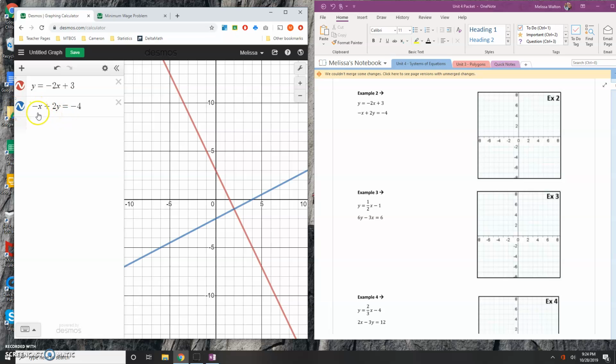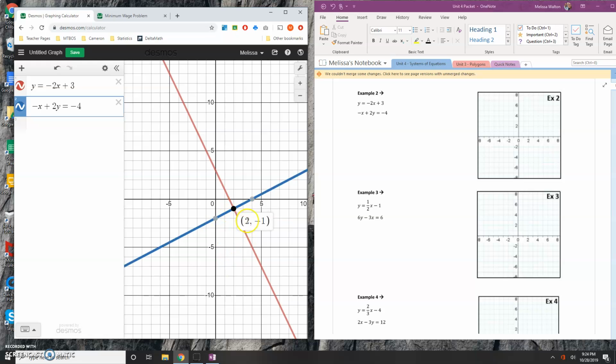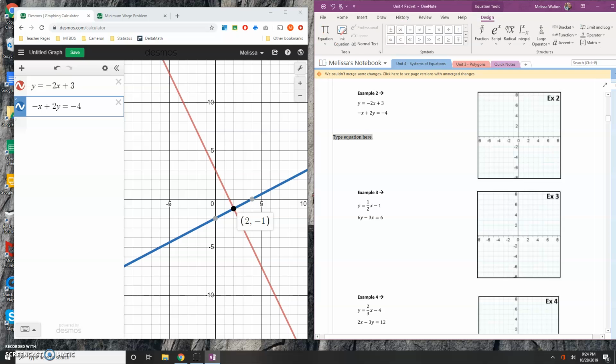For this one, my x-intercept, if I were to solve negative x minus 4, negative x equals negative 4. I have an x-intercept of 4. Same thing with y. If I have 2y equals negative 4, that is negative 2. And my solution to this one ended up being 2, negative 1. So for this solution, you should have had x equals 2 and y equals negative 1. That is your solution. That is where both of those equations are true.